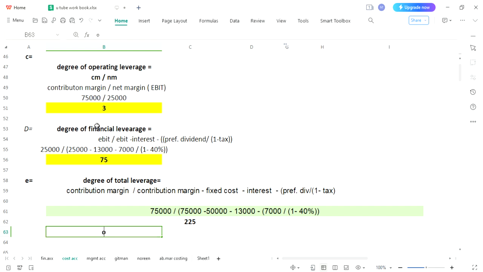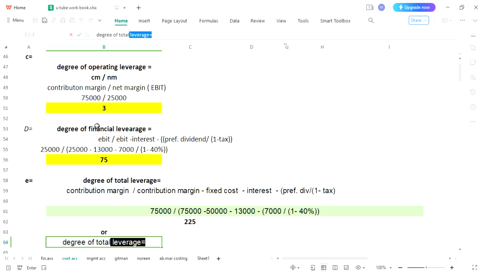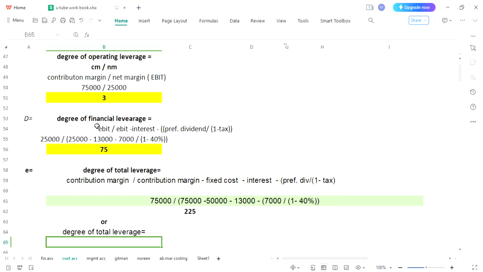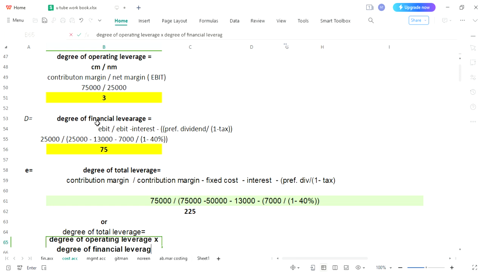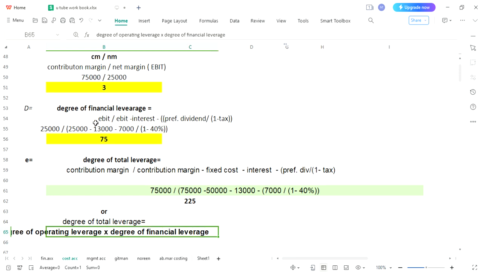Here I would like to let you know that this degree of total leverage can also be calculated by multiplying degree of operating leverage and degree of financial leverage, which would be used to calculate your degree of total leverage.